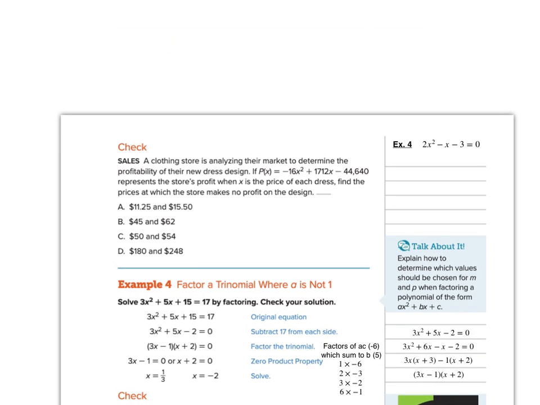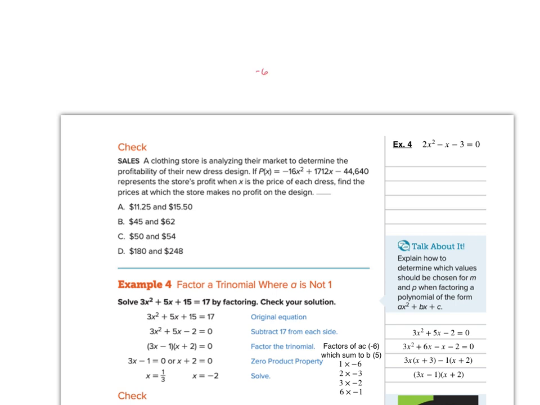Here, the clothing store is analyzing their market to determine the profitability of their new dress design. P of X represents the store's profit, where X is the price of each dress. Okay, so here's my function. X represents the price of each dress. Find the price at which the store makes no profit on the design. So here we are looking for no profit, so it needs to be 0.